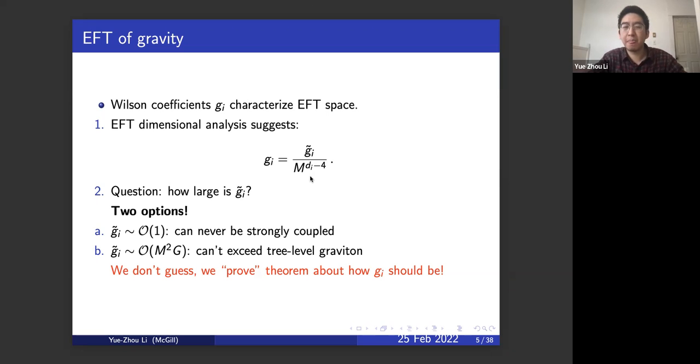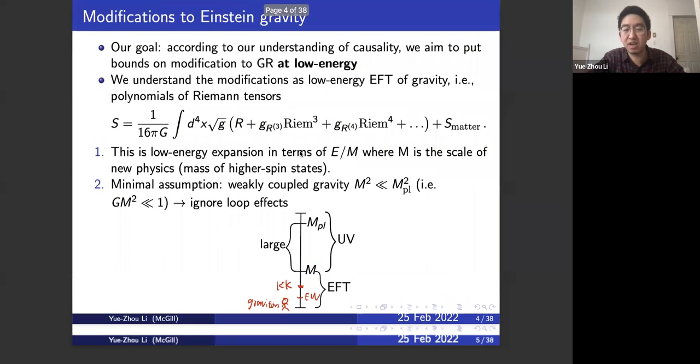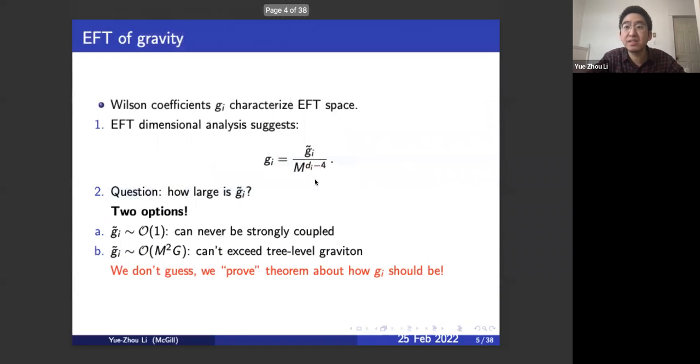But the question is then, how large is this dimensionless quantity? In gravitational theory, we actually have 2 options. The first option is that this dimensionless quantity is always order 1. This usually happens in usual EFT without gravity, and it basically means that the higher derivative terms can never be strongly coupled because this thing is always suppressed if you take M to be large.